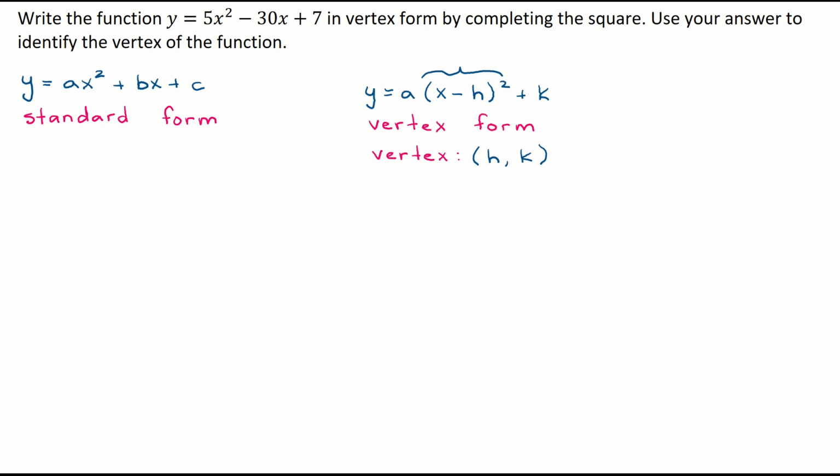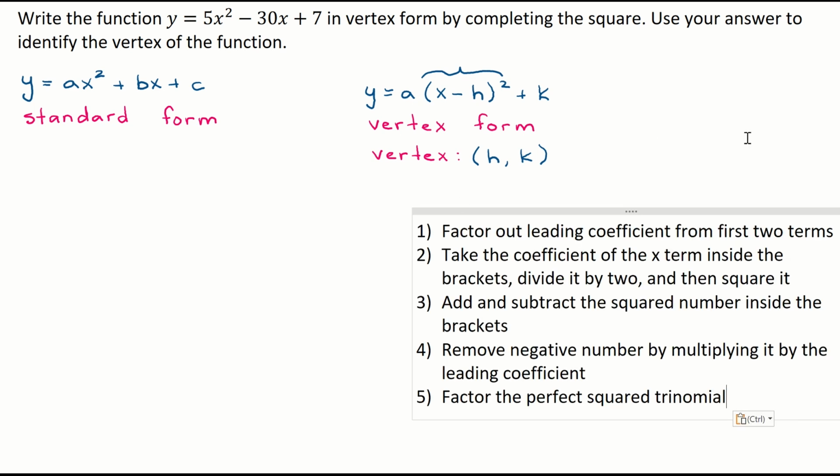So let's go through this question. I'm going to give you a series of steps that will work every single time, and we're going to go through them one by one. So there's your series of steps. I'm going to start by writing out the equation, which is y is equal to 5x squared minus 30x plus 7. Step 1 says factor out the leading coefficient from the first two terms.